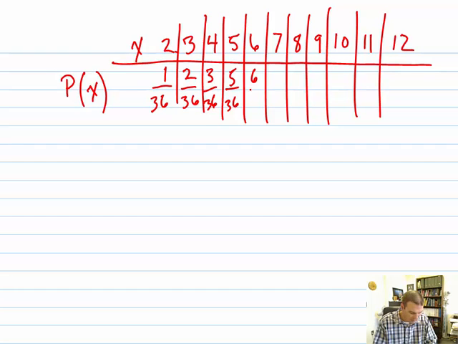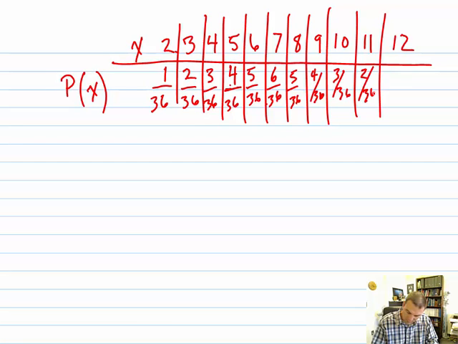For 5, 4 out of 36. Whoops, excuse me, I missed one here. This should be 4 out of 36, 5 out of 36, 6 out of 36, and then 5 out of 36, 4 out of 36, 3 out of 36, 2 out of 36, and finally 1 out of 36.